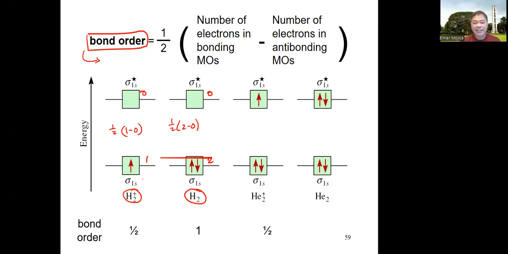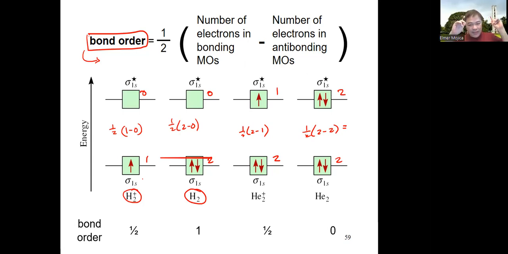Now if you have He2+, you have a 2 here, you have a 1 here, so 1/2 of 2 minus 1. So you will have 1/2. And if you have 2 here and 2 here, so 1/2 of 2 minus 2 will give you what? Anyone? Zero. What is the interpretation if your bond order is zero? It does not exist. It means that molecule doesn't exist.